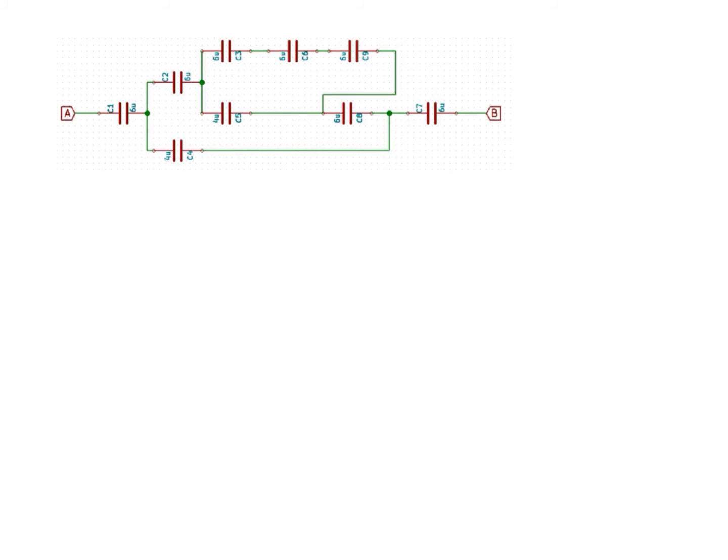Example number 2. Once again, we're trying to combine everything here and find the equivalent capacitance between the 2 labeled points A and B. Once again, these are all microfarad capacitors as they are numbered. The question is, where do you start? So once again, with practice, you'll see this.